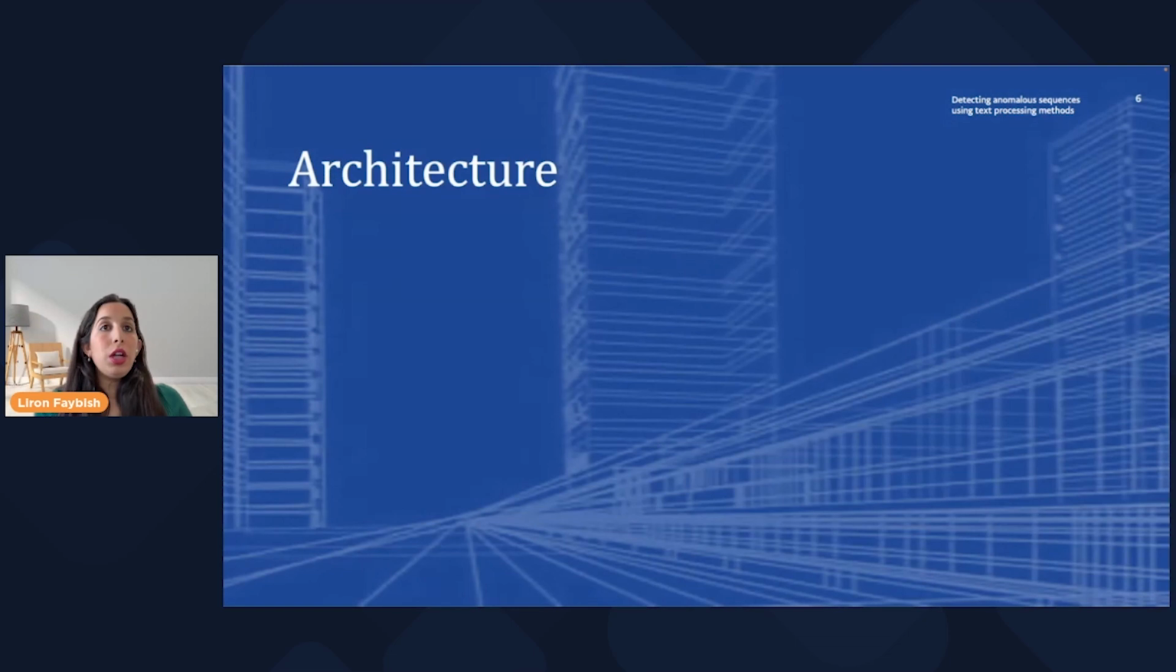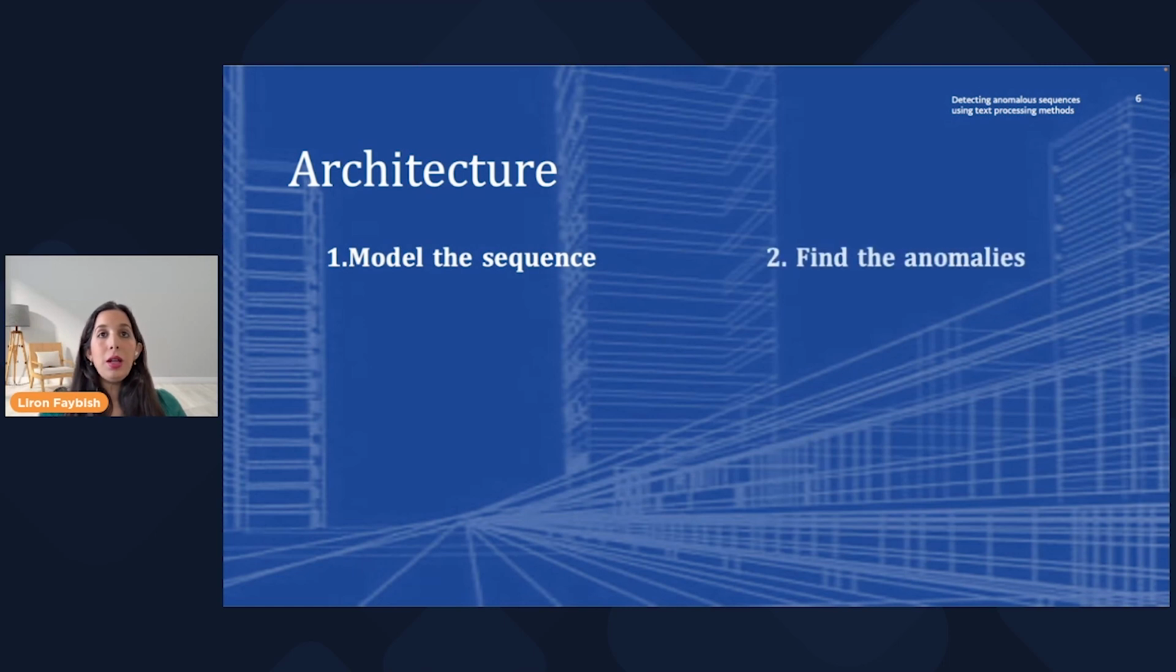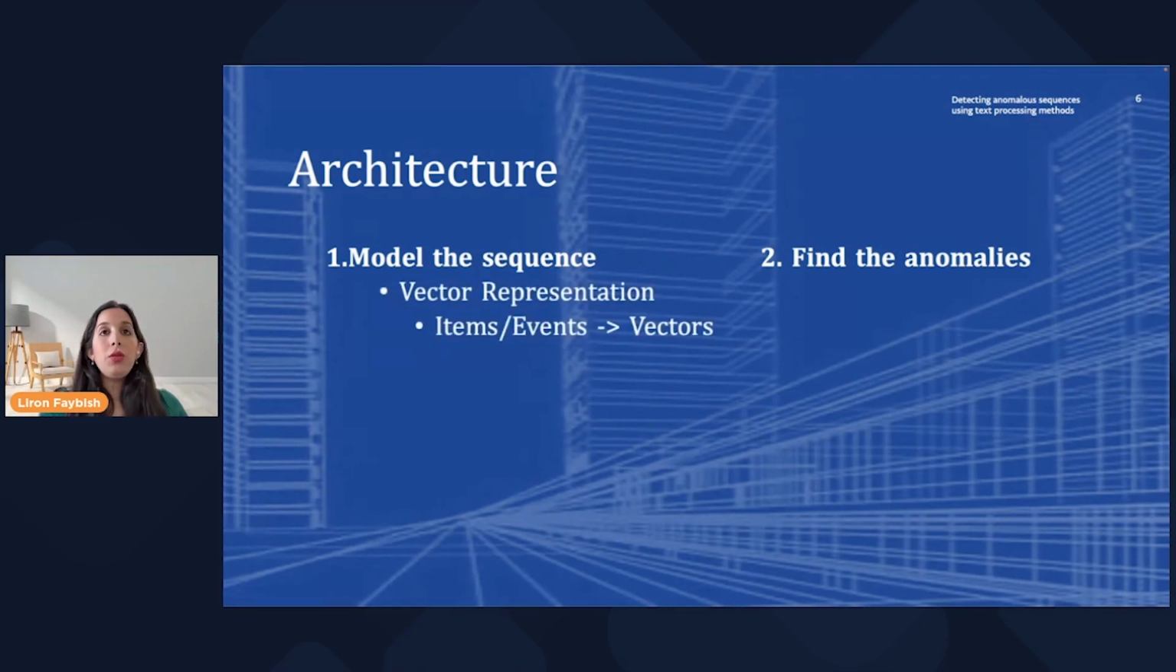The architecture I used for that mission included two phases. The first step is modeling the sequences, and the second step is finding the anomalies. In the first step, we would like to create a vector representation of the sequence data. We want to take that sequence of items or events and convert it to some numeric vectors that we will be able to use in the second step.